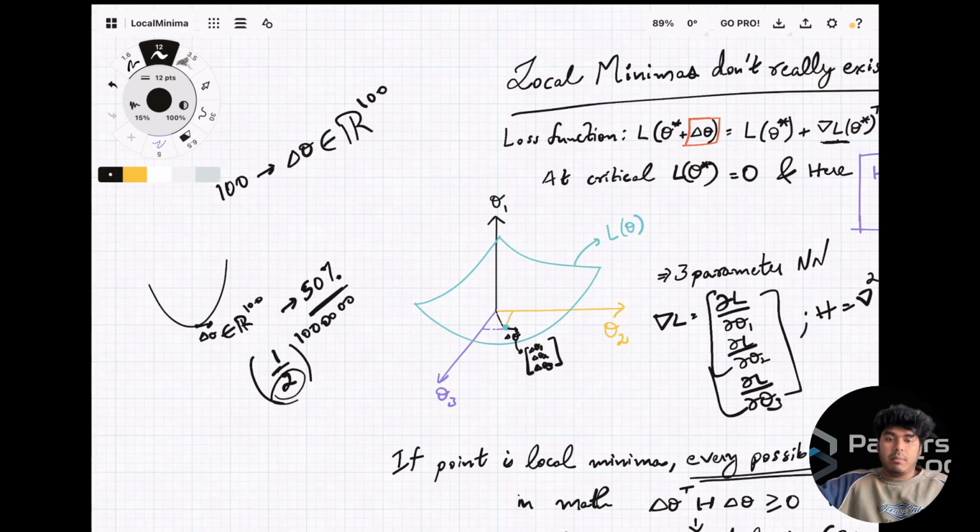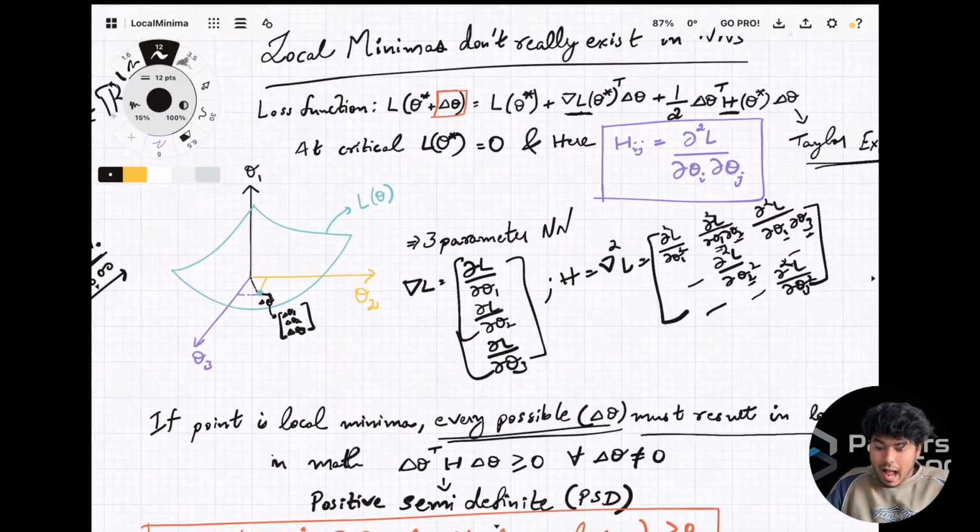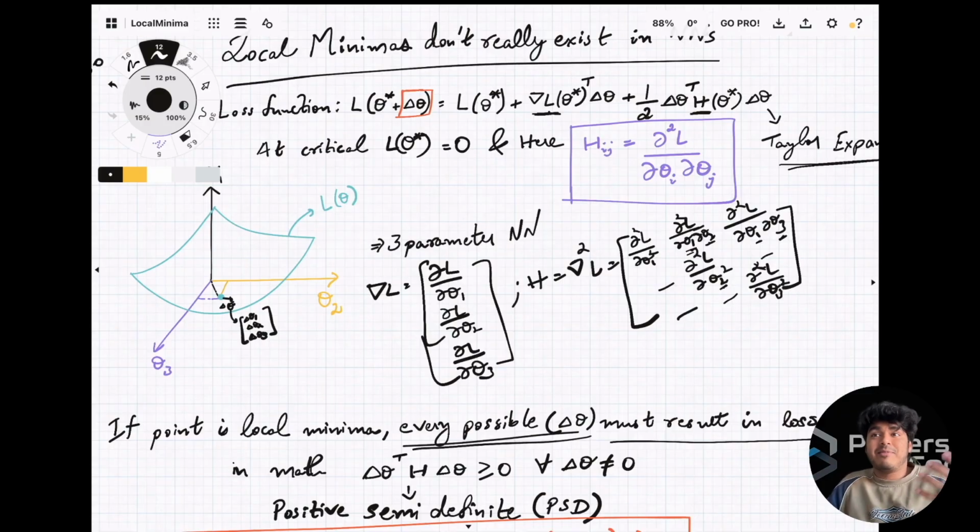So the more dimensions you have, the worse your chances are of actually finding a local minima because all your dimensions need to be curving up at the same time. And how can that even be possible, right? And if by chance you even find a local minima, it might be the point where your network is overfitting to the data set, and that's why it probably looks like a local minima to you.